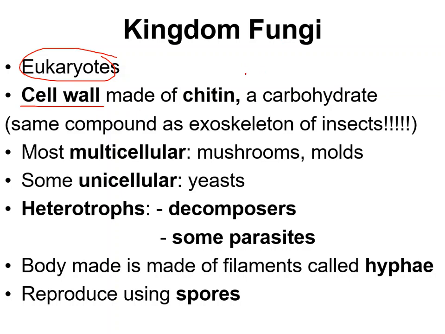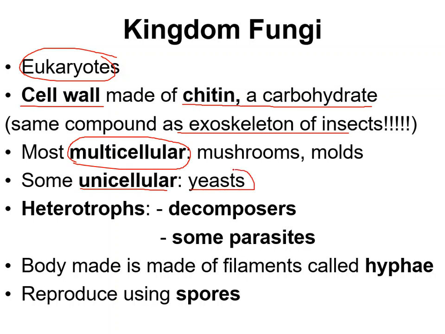Chitin in your fungi. Interestingly enough, chitin is the same structural carb as the one used in the exoskeleton of insects. It's not the only thing in the exoskeleton of insects, but it's part of it. So that's chitin. They are mostly multicellular. The unicellular ones are your yeasts, but the rest are all multicellular, and they are exclusively heterotrophic. They do not do photosynthesis.